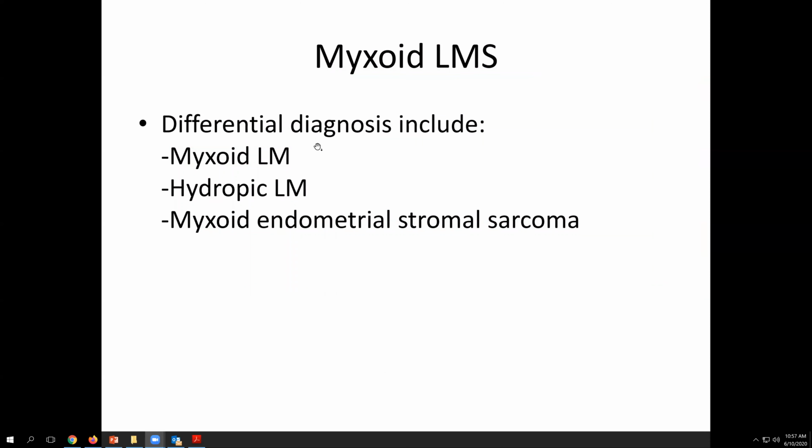The differential includes a myxoid leiomyoma or hydropic leiomyoma, which we've already discussed, and a myxoid endometrial stromal sarcoma, which, as we've indicated, can be particularly difficult to distinguish based on just brown stains.